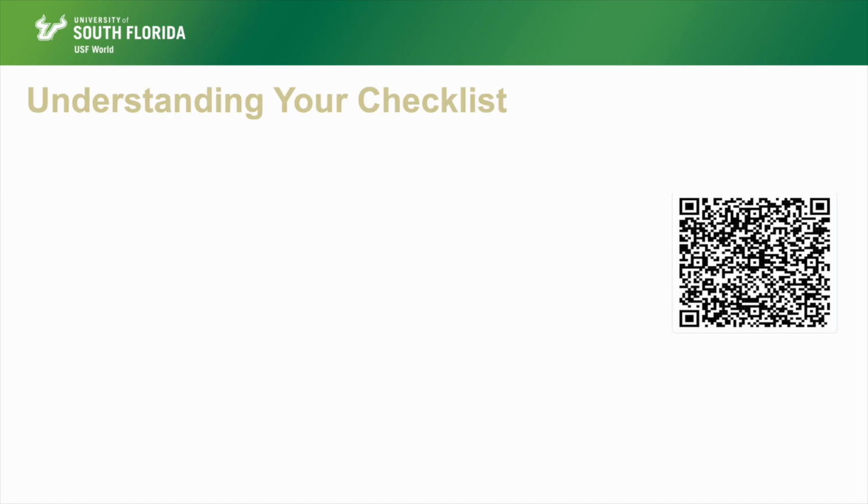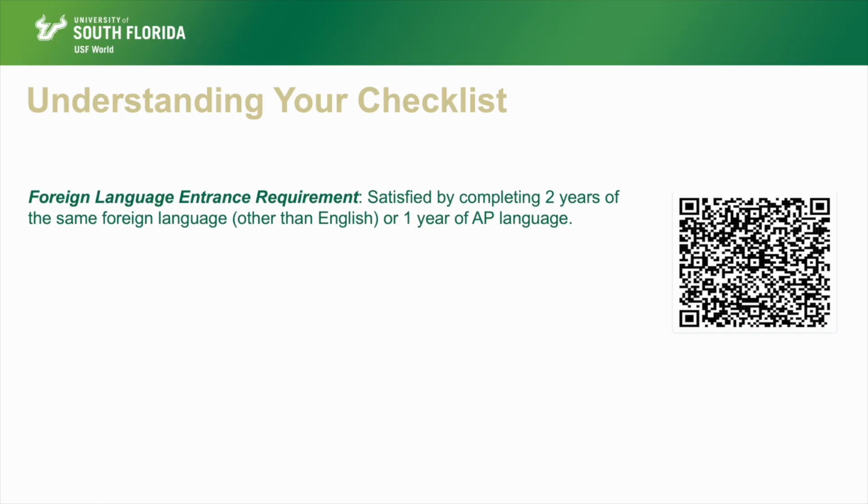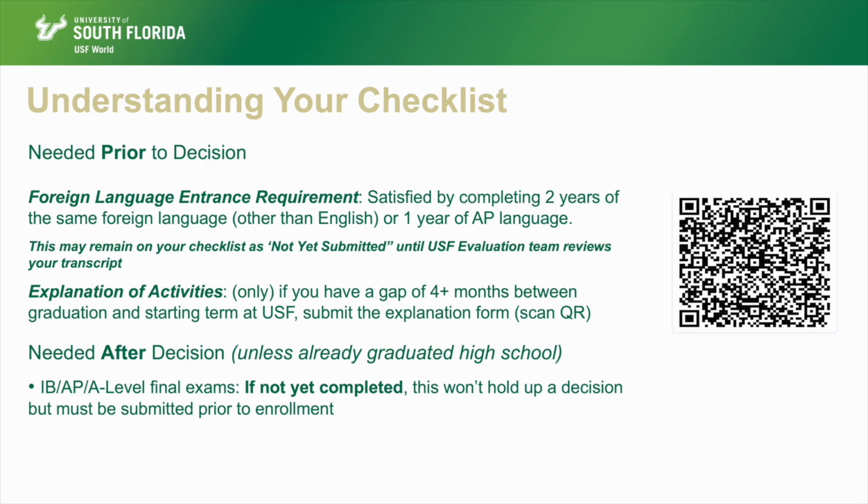Next, let's review a few common checklist items you might see in your application portal. Items needed prior to decision include FLINT, which is referred to as the Foreign Language Entrance Requirement. This is met by completing 2 years of the same foreign language or 1 year of the AP language other than English. This item will remain on your checklist until our evaluation team has reviewed your transcript.